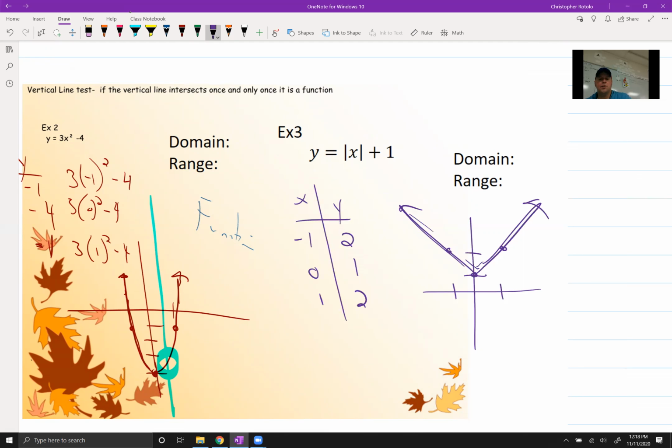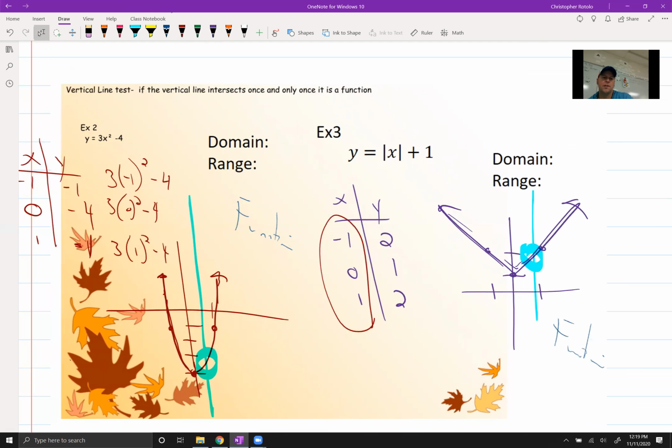All right, so blue highlighter, it hit once and only once. What's that mean? Yeah, we have a function again. Now these are a little bit different as far as the domain and range because it's not limited to just the numbers that I picked here. So I left that question off for just a little bit, but now it's time to cover what's going on here.